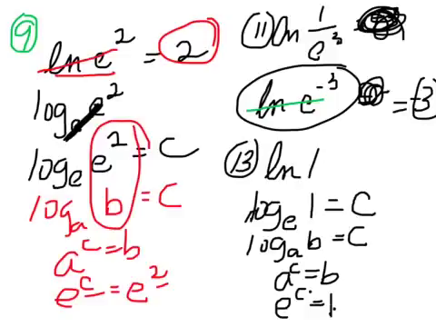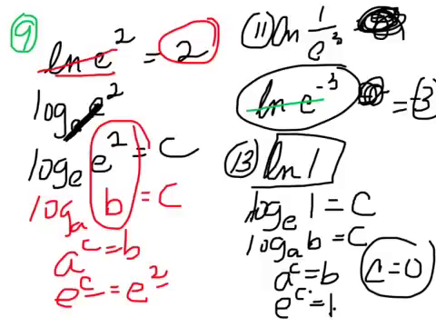E to what power is 1? Well, do you remember that anything to the 0 power is 1? So what this is equal to is 0. Now a lot of people kind of memorize this one because it shows up a lot. ln 1 is 0, but it's e to what power is equal to 1? It's 0. So you can always take these things and label them and figure them out that way.